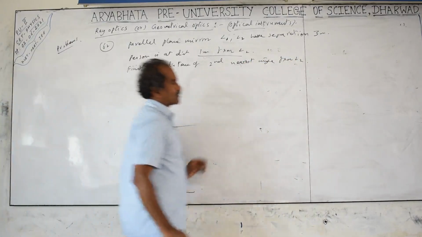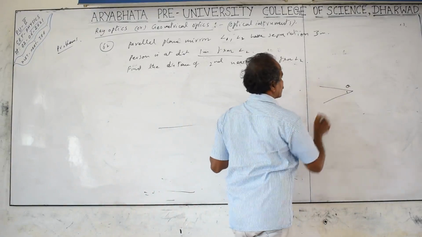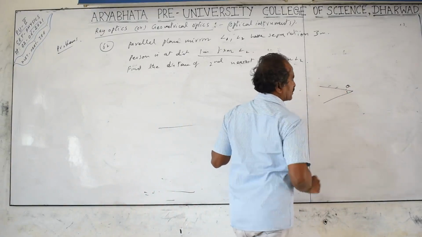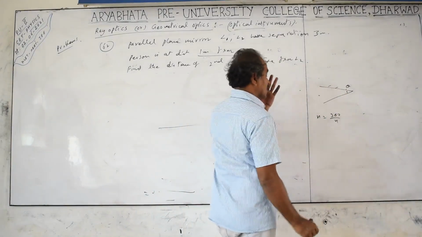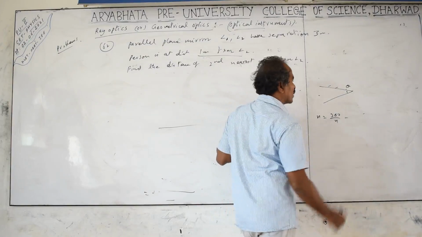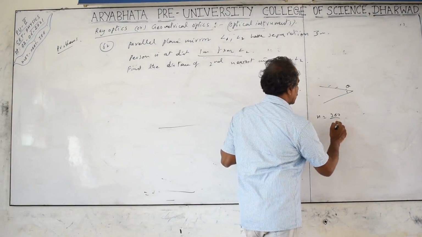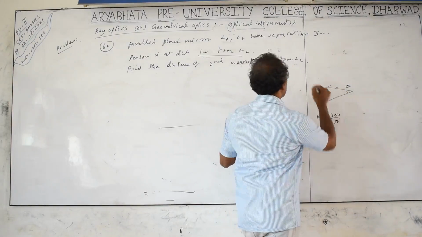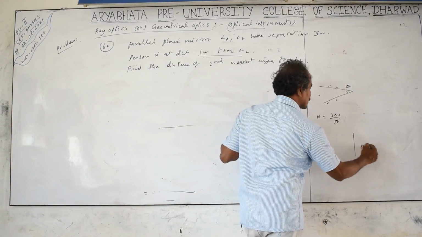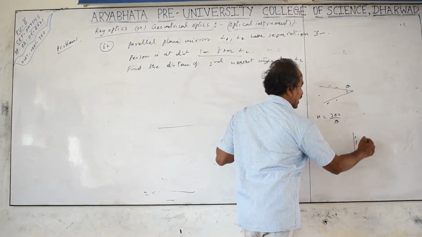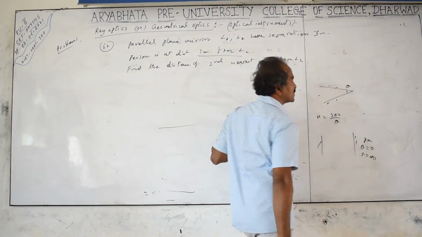The formulas for the number of images formed I will discuss later. Theta is the angle between the two mirrors. If any object is kept here, the number of images formed is equal to 360 by theta, minus 1 sometimes, to convert even to odd and vice versa. If the plane mirrors are parallel to each other, theta is equal to 0. Anything divided by 0 gives n equal to infinity, so infinite images are formed.